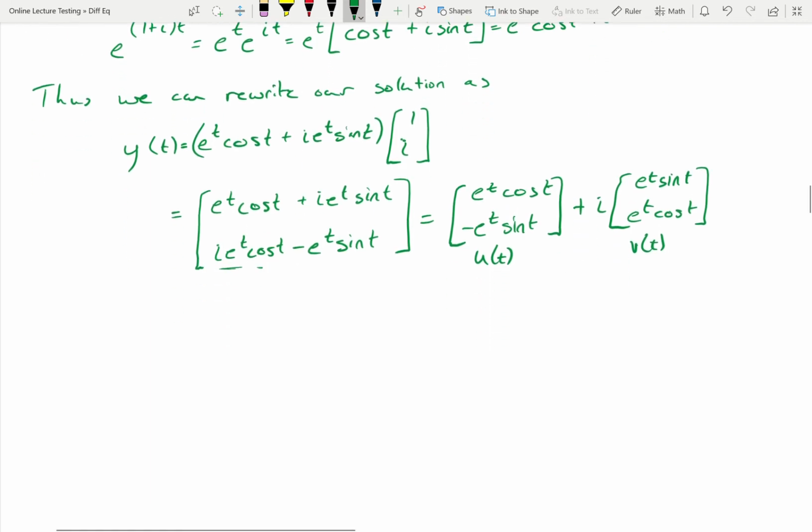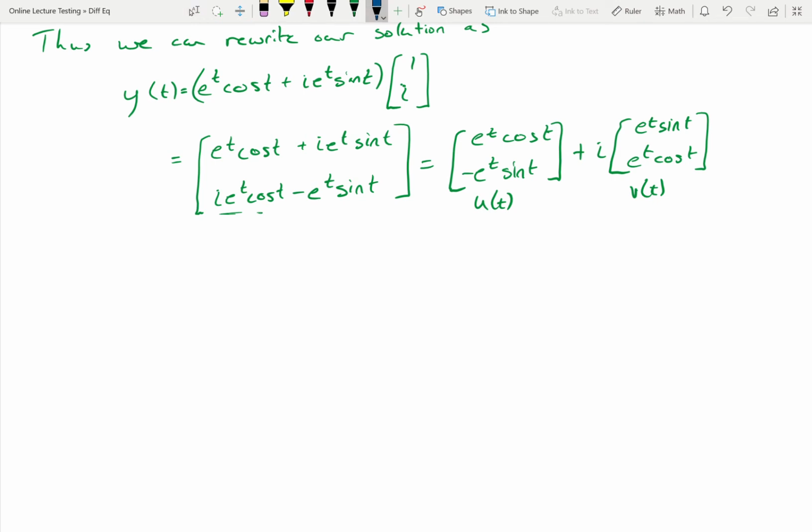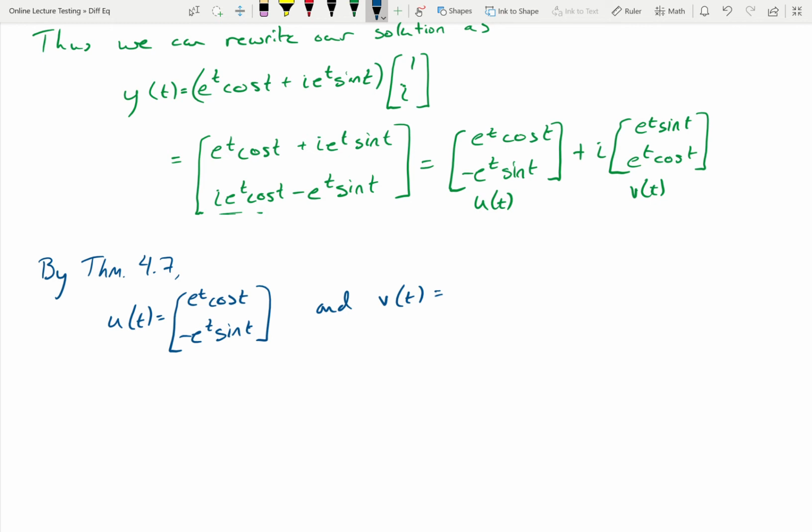So by Theorem 4.7, where u of t is equal to, and I'm going to again rewrite this, and v of t was equal to e to the t sine of t, e to the t cosine of t. These guys are solutions of our original equation.